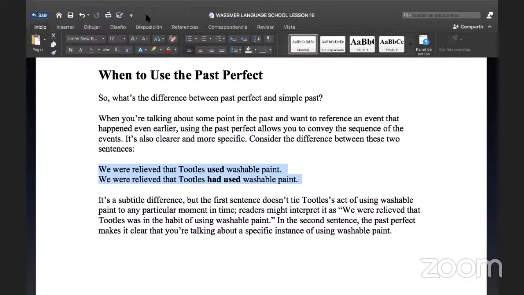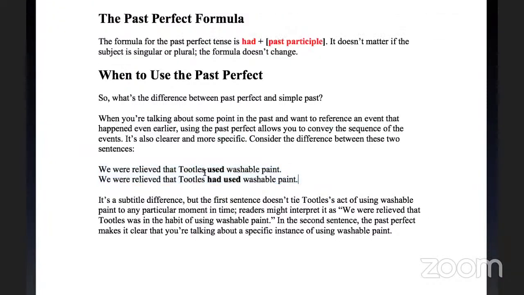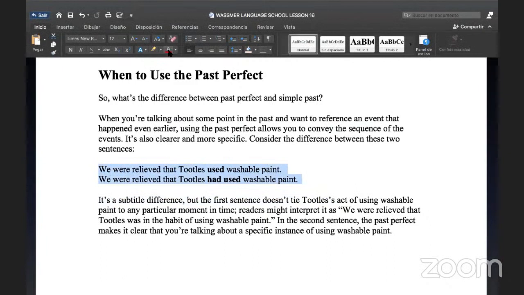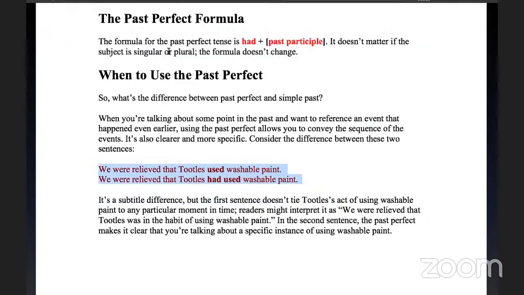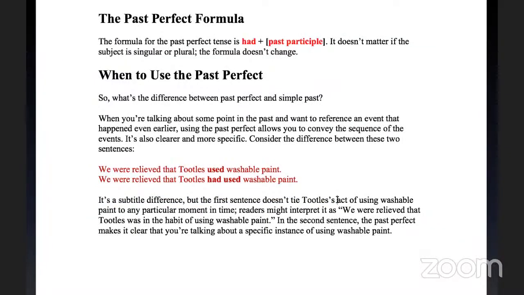Maripaz, can you read those two examples, please? Yes, teacher. We were relieved that Tuttle used washable paint. We were relieved that Tuttle had used washable paint. Muy bien, washable paint.